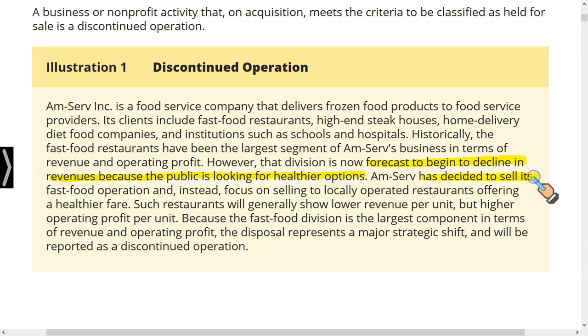MSUB has decided to sell its fast food operation and instead focus on selling to locally operated restaurants offering a healthier fare. Such restaurants will generally show lower revenue per unit but higher operating profit per unit. So because the fast food division is the largest component in terms of revenue and operating profit, the disposal represents a major strategic shift and will be reported as a discontinued operation. So this is what a discontinued operation is. So you think a certain segment is not performing well, you just simply close it down.